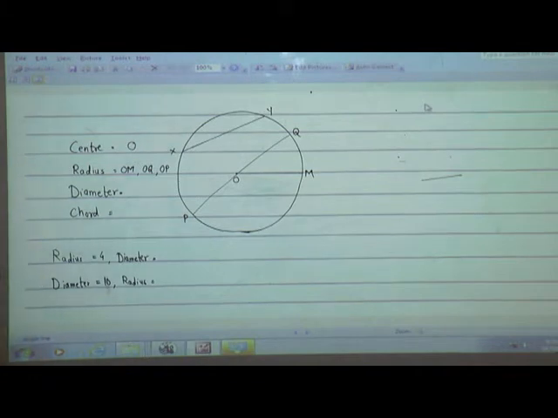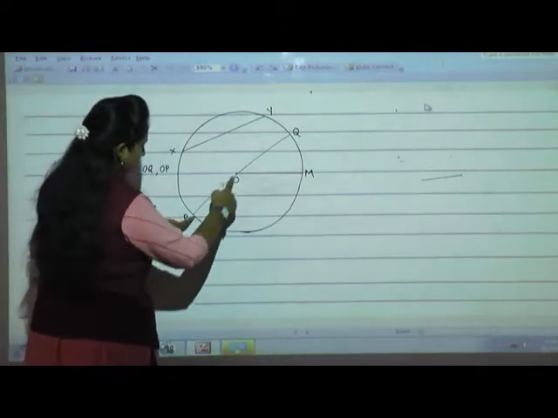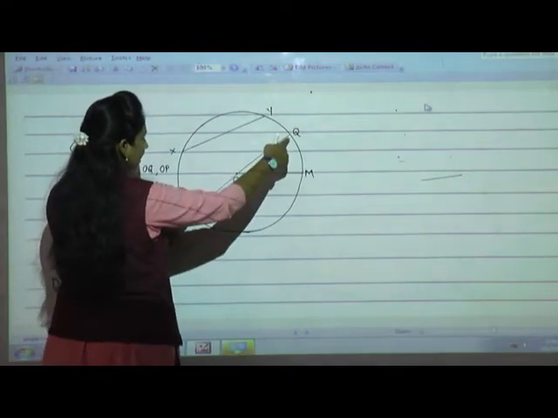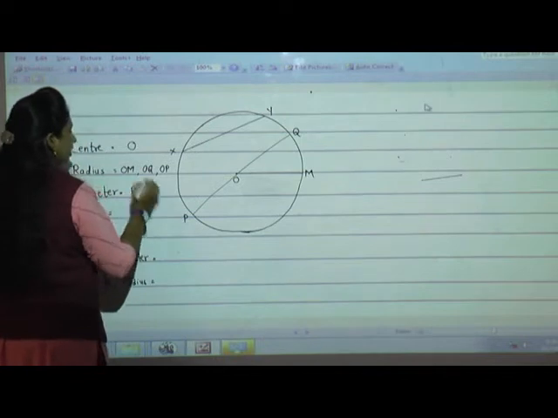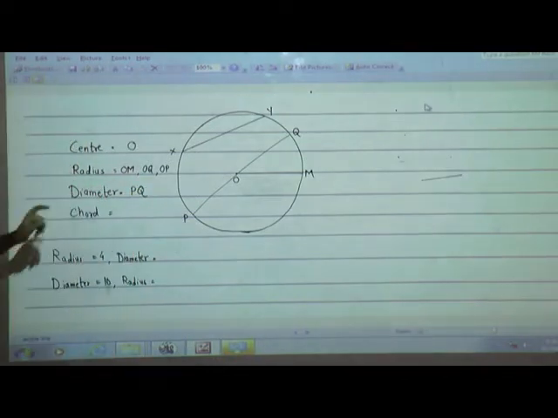Yes, a line segment passing through the center of the circle whose end points lie on the circle is called a diameter. See, passing through the center and the ends lie on the circle. So this is PQ. PQ is what? Diameter of the circle. Now chord, yes.